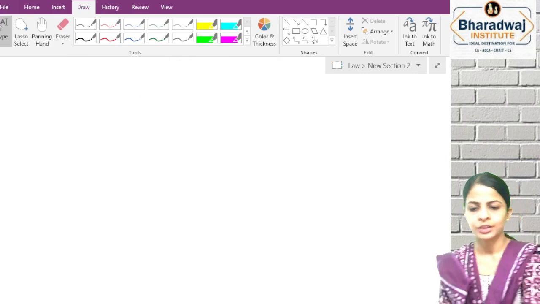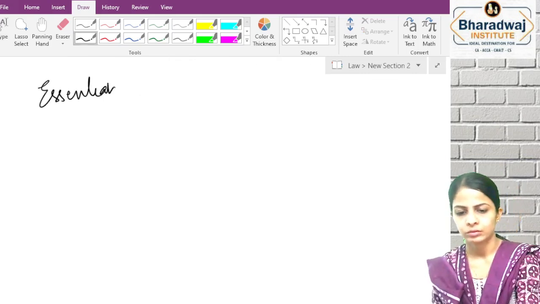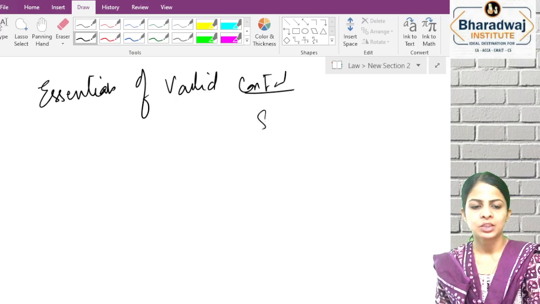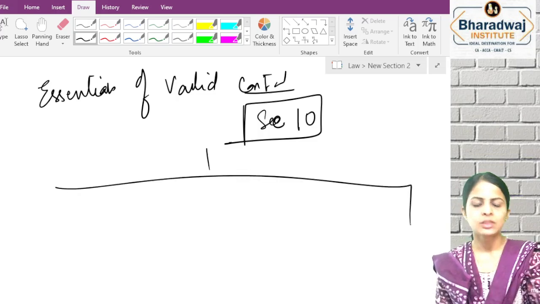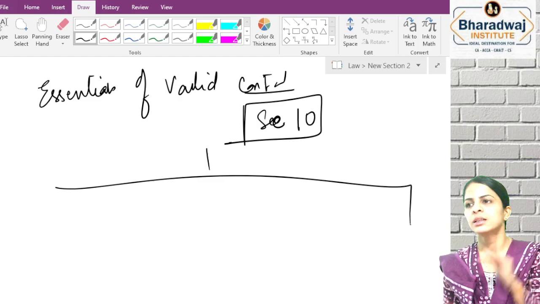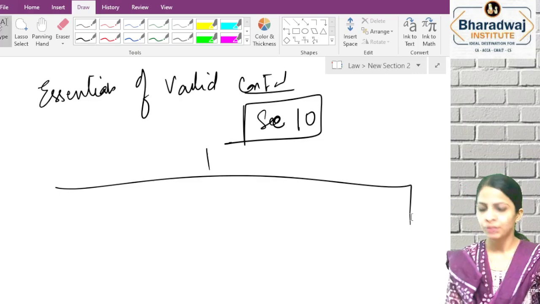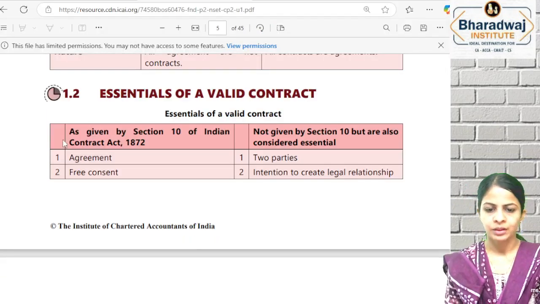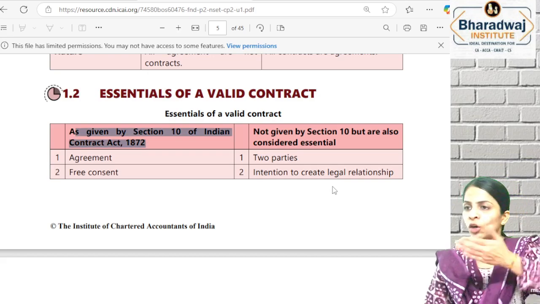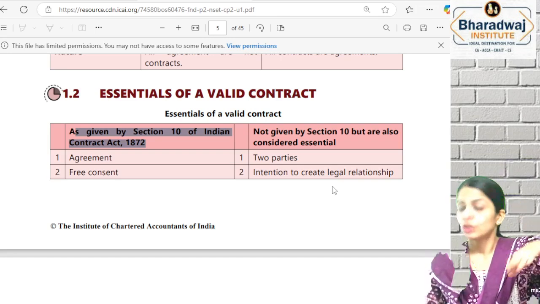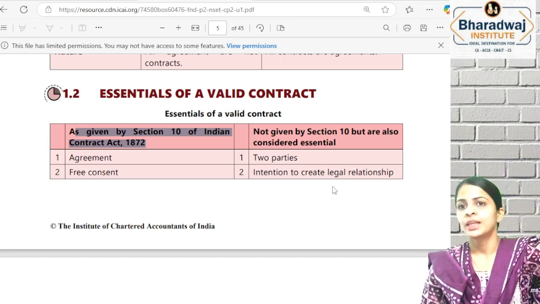Next is essentials of a valid contract. Now this topic is covered under section 10. In this also there are 2 parts. There are certain elements which are covered under section 10 and certain elements which are not. As given by section 10, there has to be a proper offer and acceptance, a consideration, lawful object, and free consent.